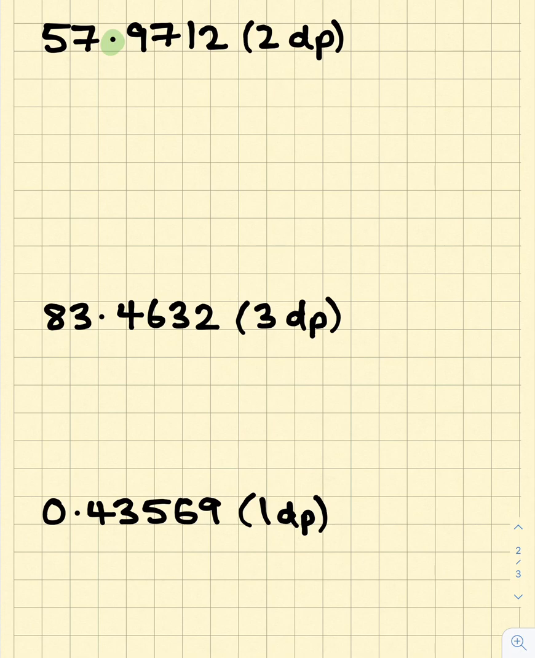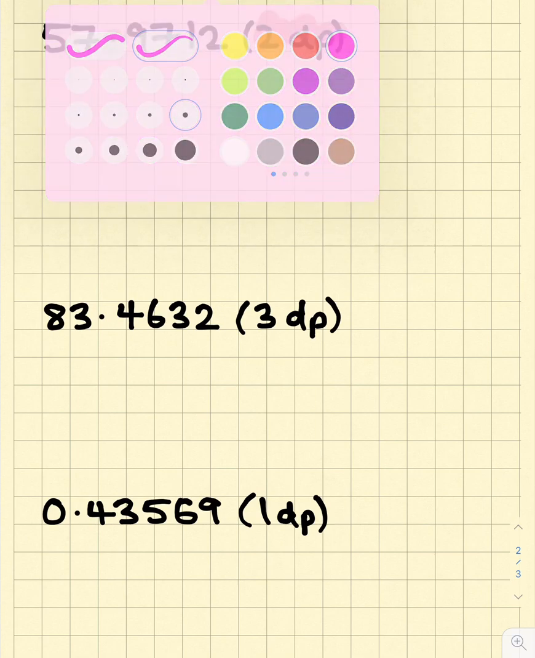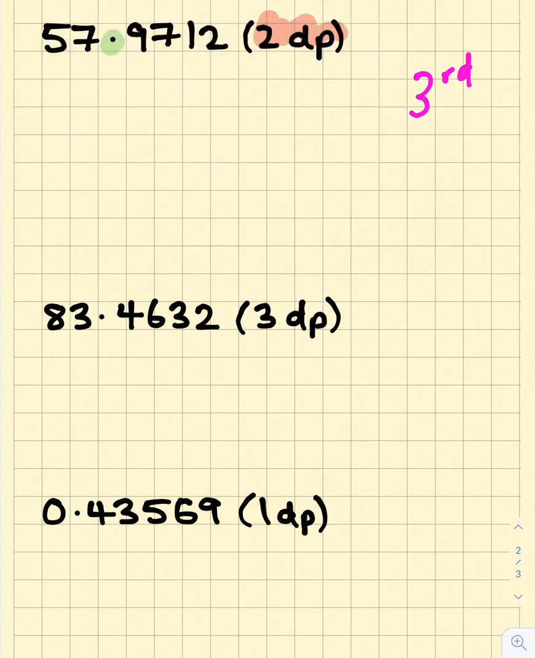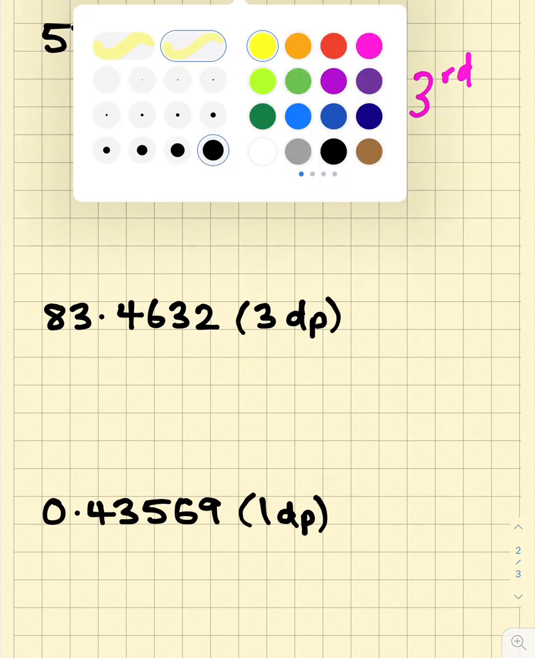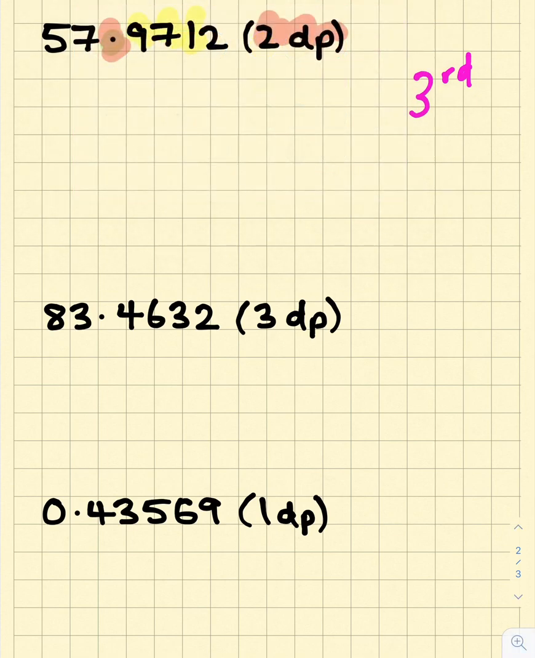Round 57.9712 to 2 decimal places. How many decimal places are we rounding to? We're rounding to 2. Therefore, we inspect the third digit after the decimal point. So let's identify that. Well, here's my decimal point, okay? And then we have 1, 2, and 3. So it's 1 that we are investigating, okay? Is 1 5 or larger? No, it isn't. Therefore, 7, okay, which is this digit here, will round down to 7.